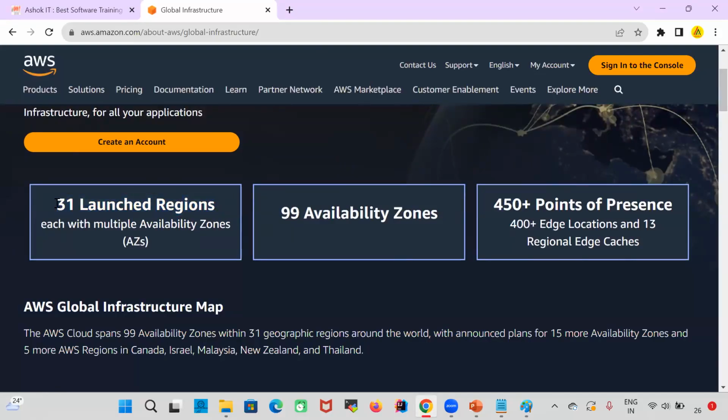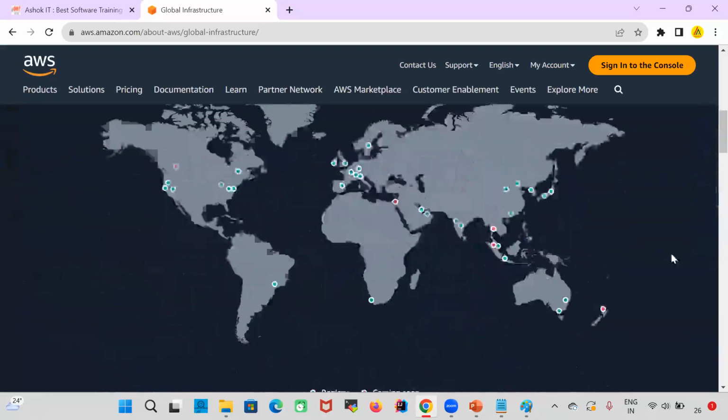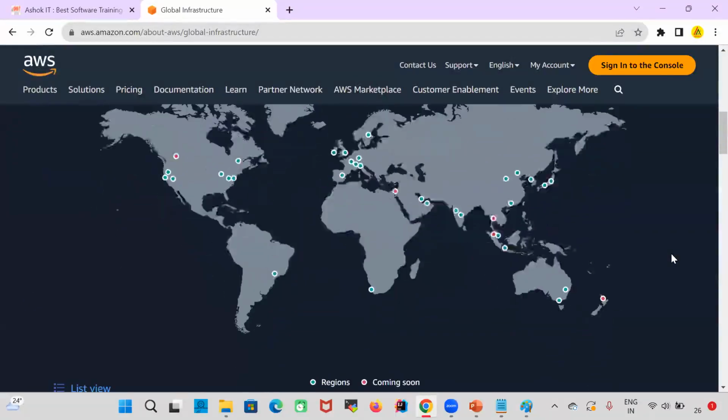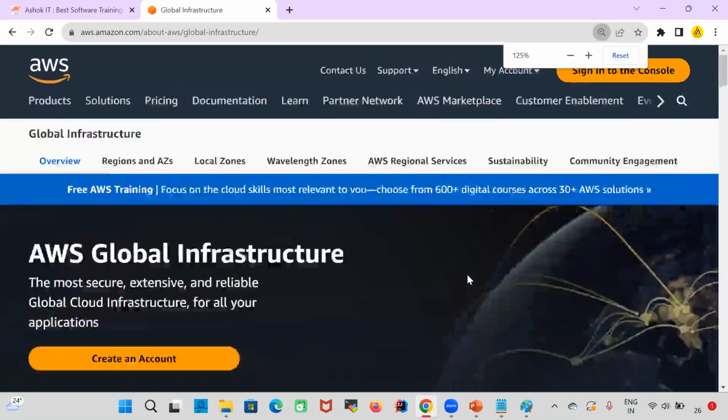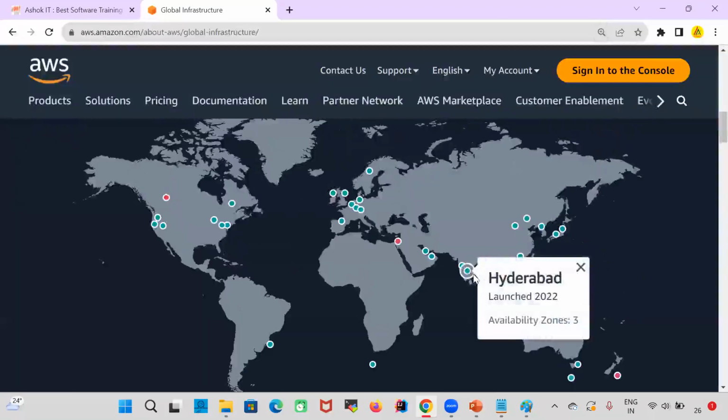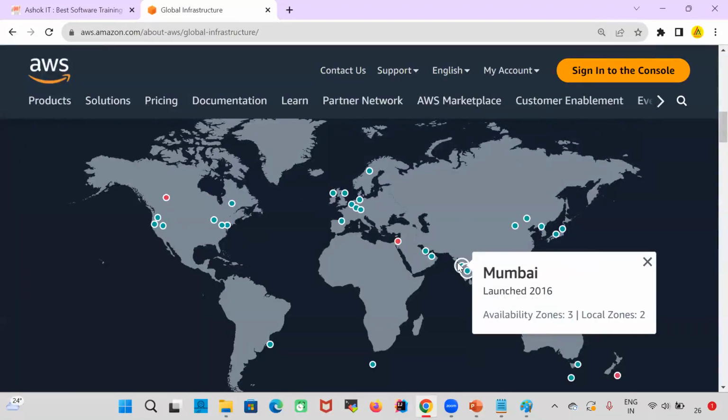In the 31 locations, how many data centers are available? 99 availability zones. One availability zone is nothing but one data center. So if you see the AWS global map, here blue colors are regions, red colors are coming soon. If you zoom in on India, there are two regions available. One is Mumbai. In the Mumbai region, AWS has 3 data centers.